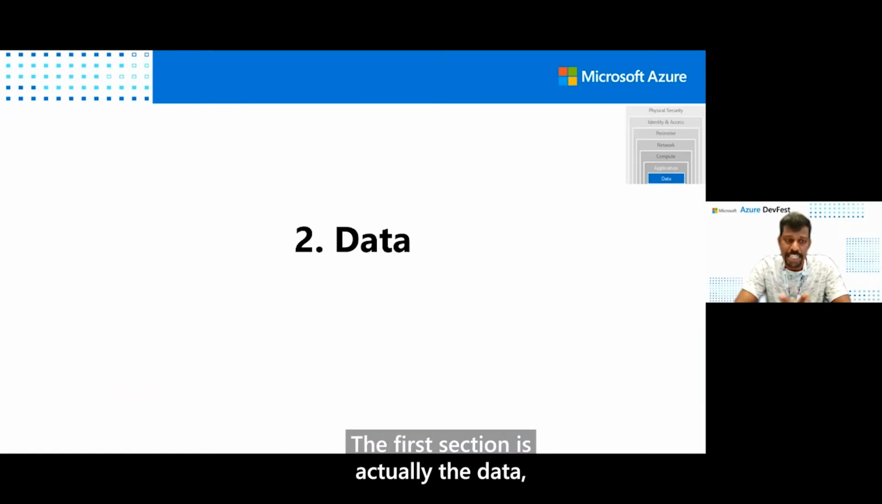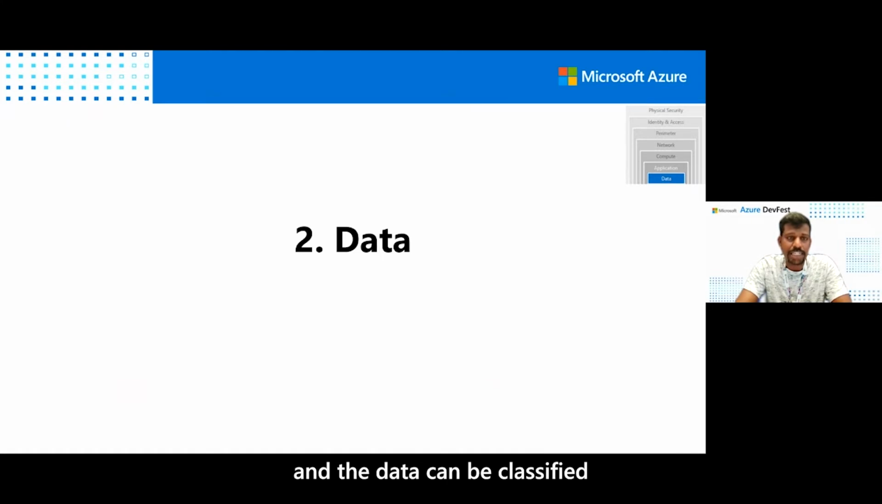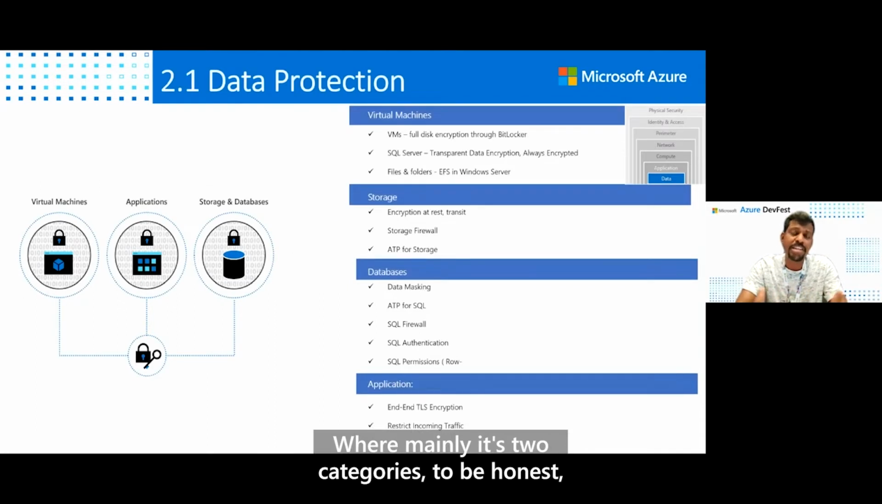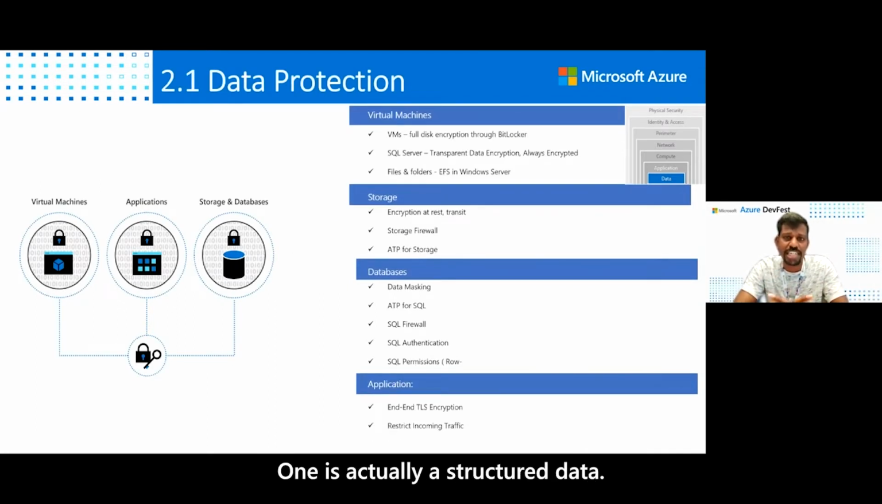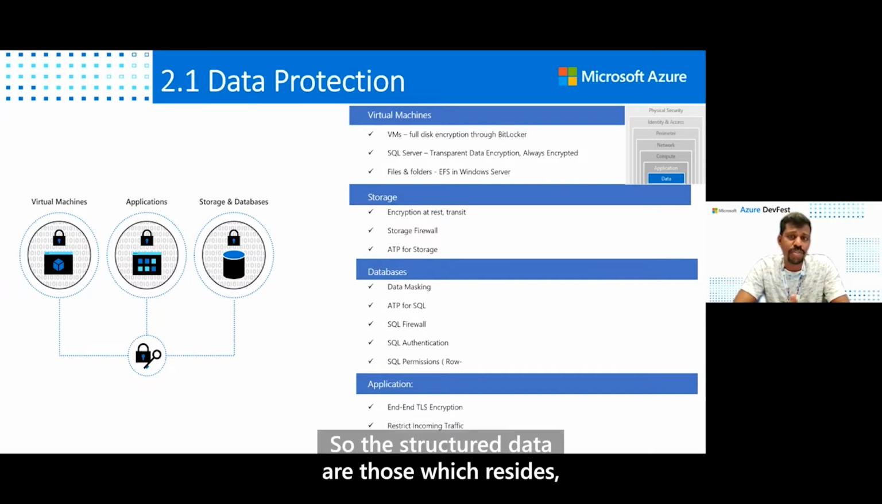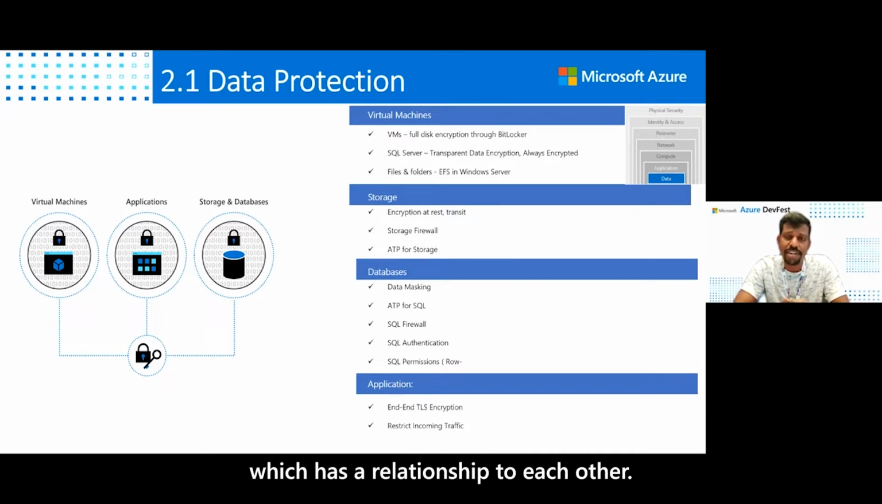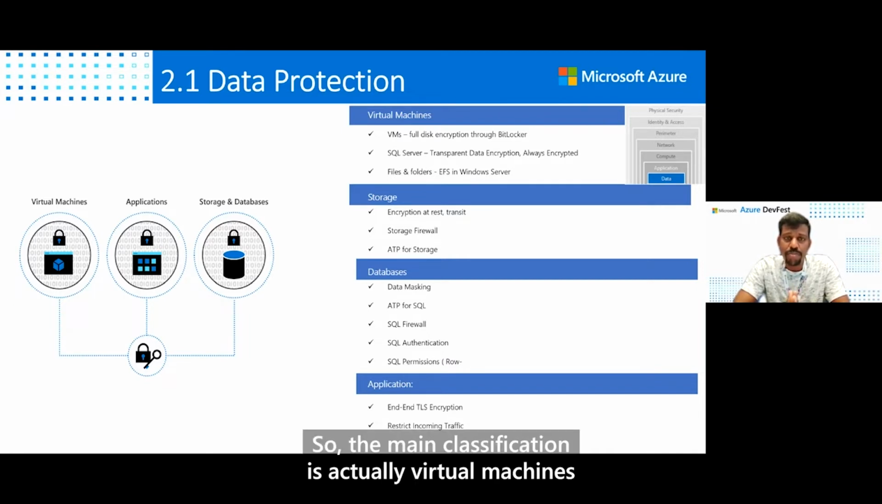The first section is the data, right? When it comes to data, it can be classified mainly into two categories, to be honest. One is structured data, another is unstructured data, right? Structured data has relations to each other, and specifically that data is going to reside in your databases. Unstructured data is anything that resides in your storage account, your virtual machines or your application servers. Those things are called unstructured data. So the main classification is virtual machines, applications, storage and databases.